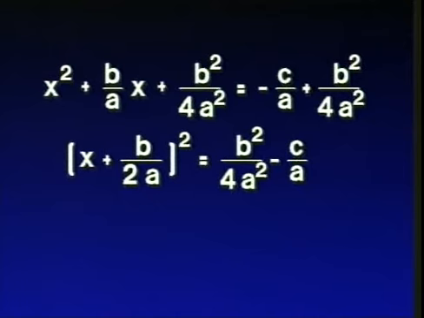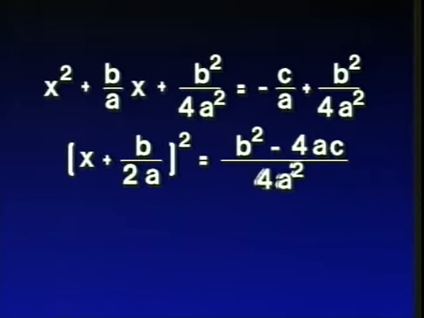And now we're ready to find a common denominator. Now notice the common denominator is 4a squared, so we'll multiply in the second fraction by 4a over 4a. This will give us 4ac over 4a squared. Now we can bring the two fractions together. So we have b squared minus 4ac over 4a squared.